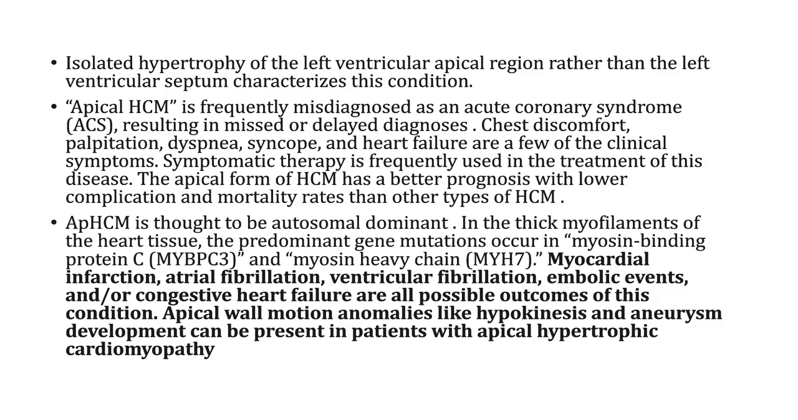Apical HCM is thought to be an autosomal dominant pathology due to gene mutations which occur in myosin-binding protein C and myosin heavy chain. Isolated hypertrophy of the left ventricular apical region rather than the left ventricular septum characterizes this condition, but it's frequently misdiagnosed as an acute coronary syndrome due to the presentation of the patients, resulting in delayed diagnosis.